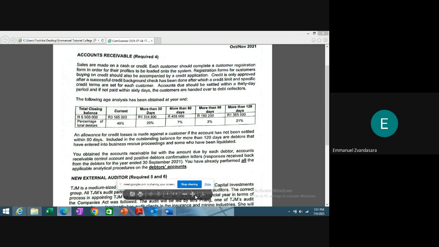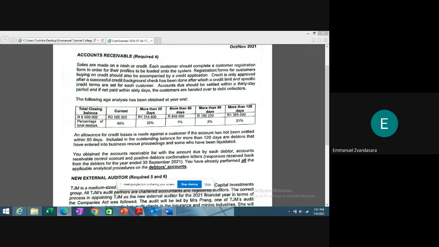Okay. So let us read our paragraph. Then we answer our questions. Now they are saying accounts receivable, required number 4. This is question 4. Sales are made on cash or credit.